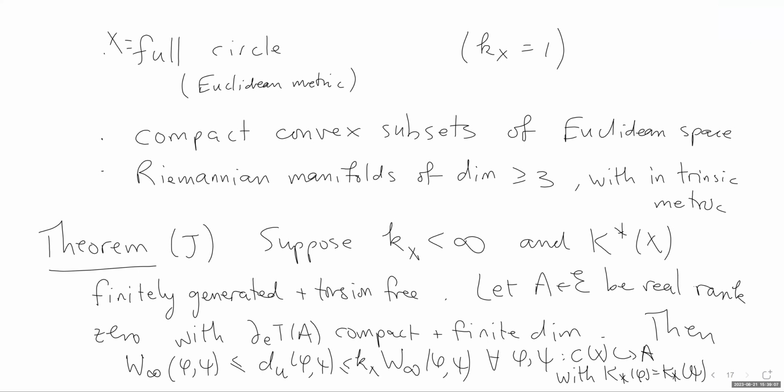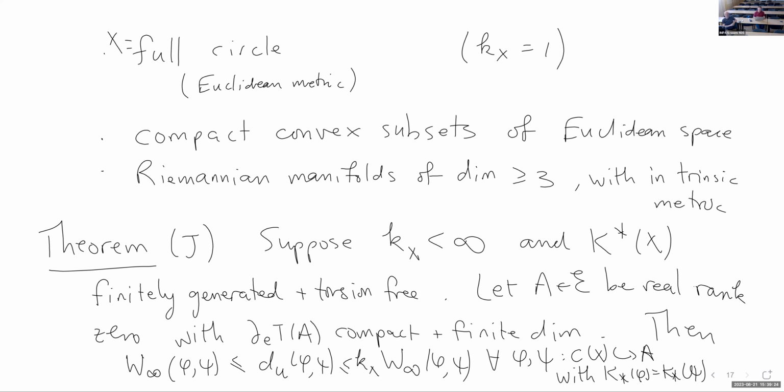Sorry, what do you assume about these phi and psi? That these are injective star homomorphisms? Injective unital star homomorphisms that agree on K-theory. Okay, thanks. So, just to repeat: could you remind me of an example of such an A, such that this boundary is compact?